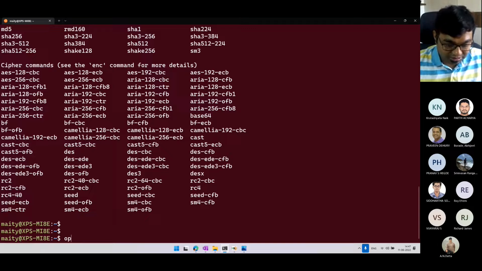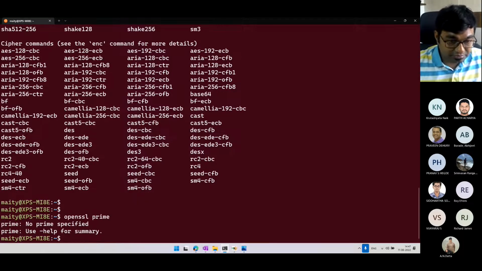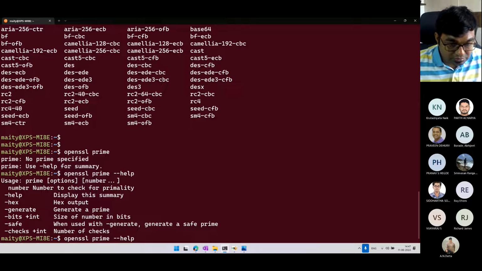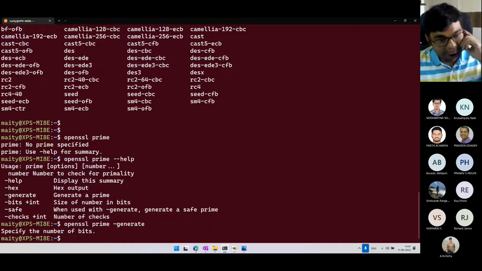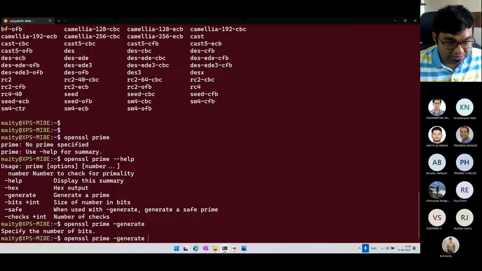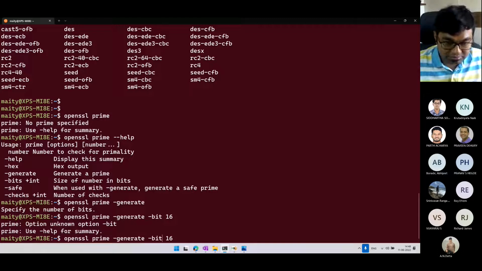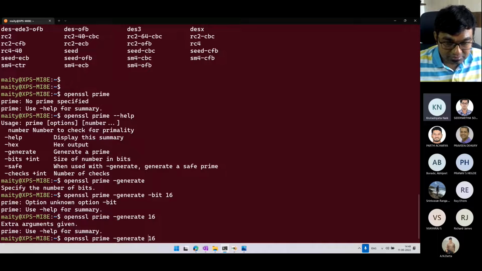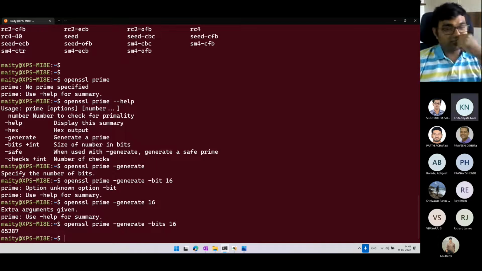OpenSSL prime. So if I just write openssl prime, this is prime. Generate, sorry. There is a generate option there, right? Generate a prime. Yes. Specify number of bits. Okay, number of bits is... I guess hyphen bits, hyphen bits integer. Yeah.